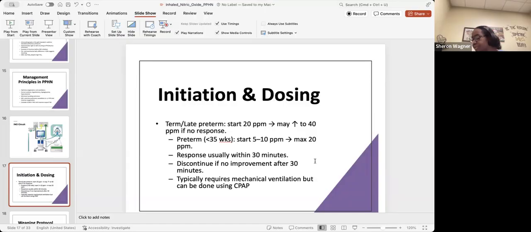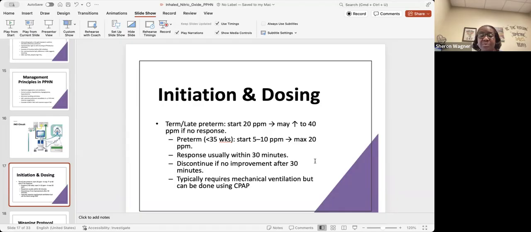So again, it says preterm babies less than or equal to 35 weeks. It starts at 5 to 10, with a max of 20. We start at 20, generally speaking, for pretty much every situation, at least at my facility. So even the babies that are preemies, less than 30 weeks or what have you, can have some benefit from nitric oxide.